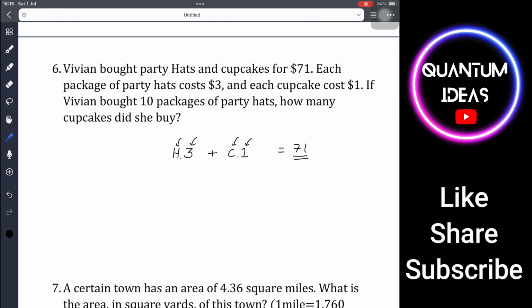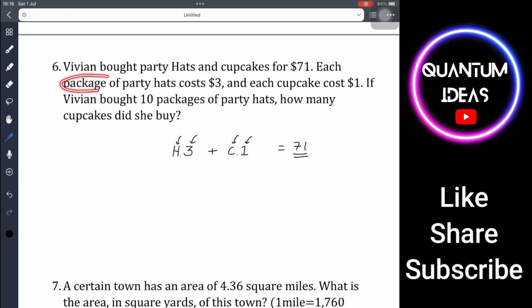He bought 10 packages. The hats are in terms of packages, because the cost of each package is $3, and H is the number of packages he bought. As given here, H is 10. Just plug it in here. That is 10 times 3 plus C times 1, which is C, is equal to 71. This is 30 plus C is equal to 71.